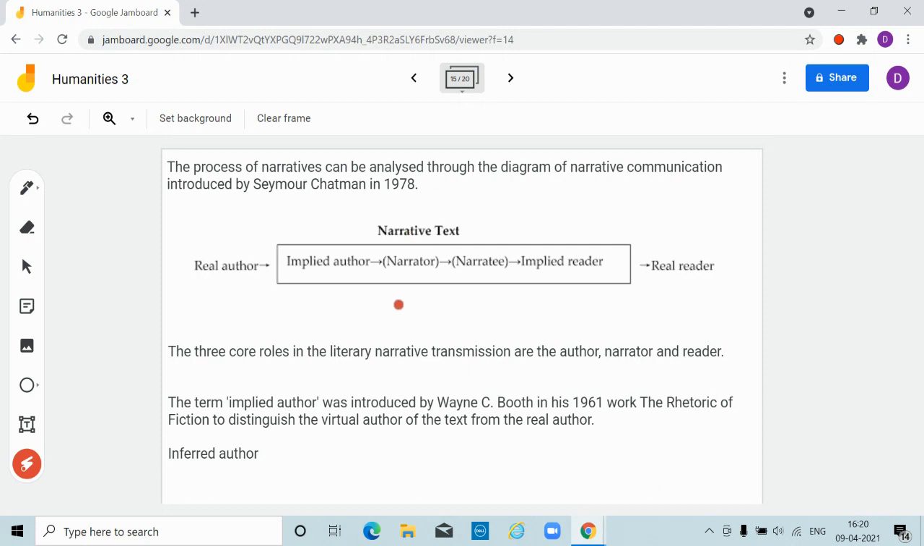Okay, so this is the diagram of narrative communication. Very famous, very popular, very effective diagram of narrative communication that was introduced by Seymour Chatman in the year 1978.